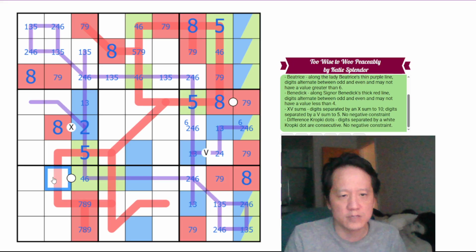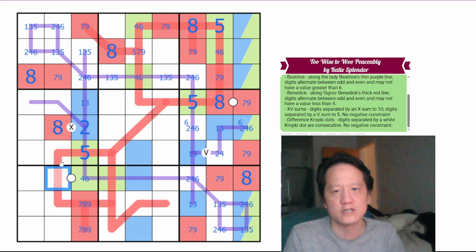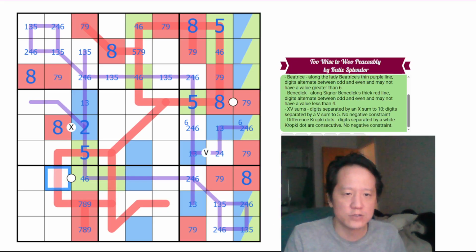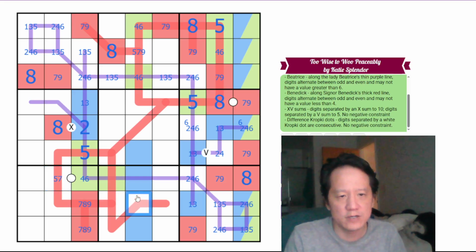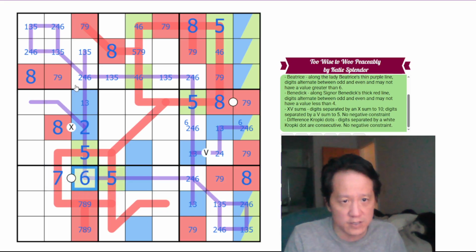4 or 6 can be consecutive with 3, 5, or 7, but it can't be 3 because it's on Benedict's line, which may not be less than 4. So this is 5 or 7 here. This is in between. It has to be medium, and it's an odd. So this is 5 again, which means this can't be 5. This is 7, which forces this to be 6.